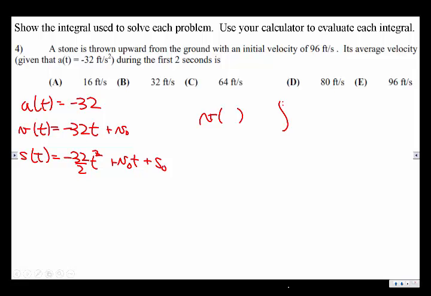Excuse me, I have to switch over, I gotta erase what I wrote. Erase, no, I don't want pen. What? Eraser. Okay.